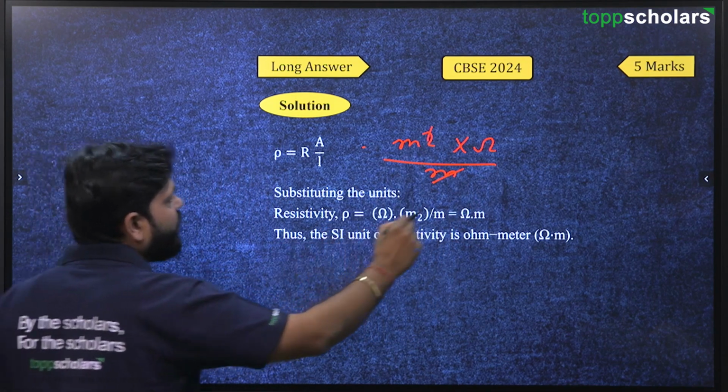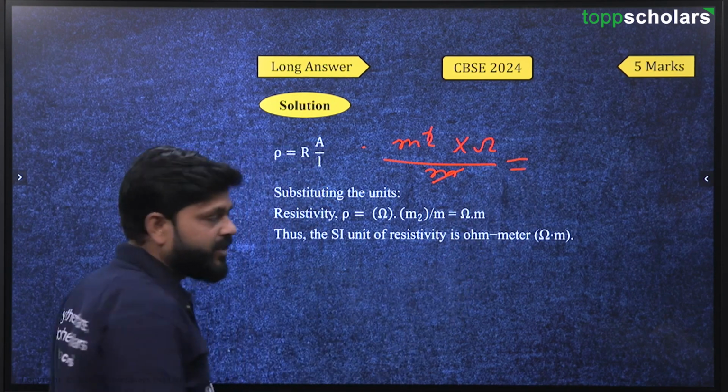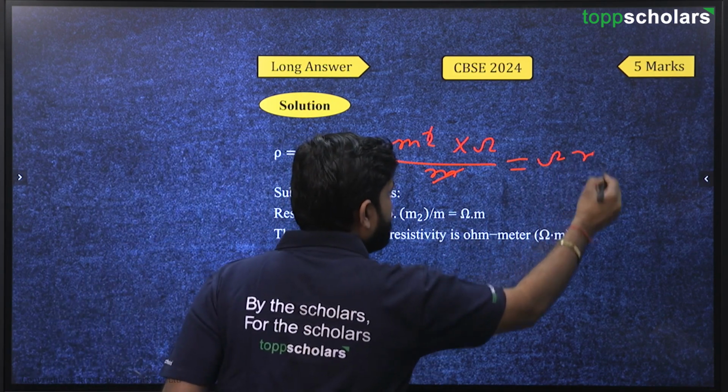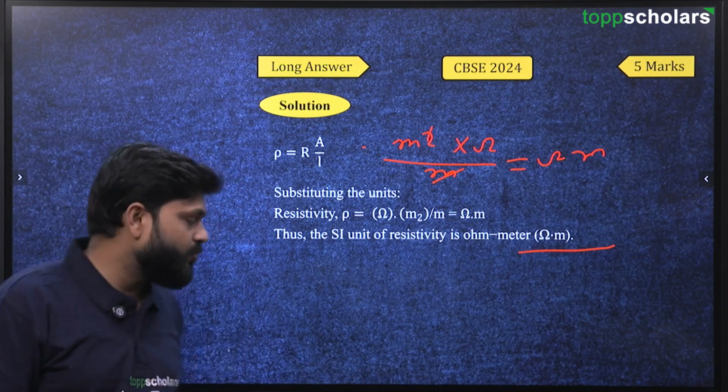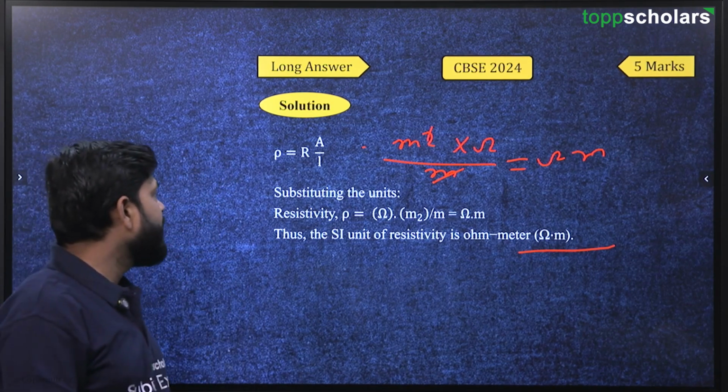So we will get ohm meter. Same here, we have got ohm meter. So the SI unit of resistivity is ohm meter. Now, next is the next part of the question.